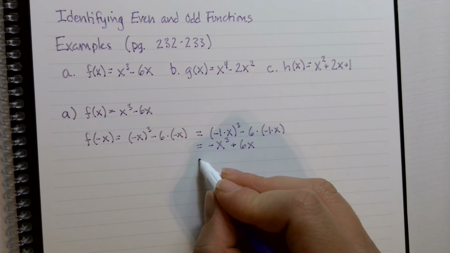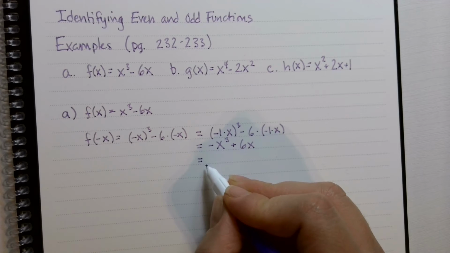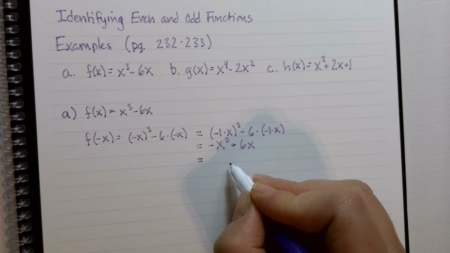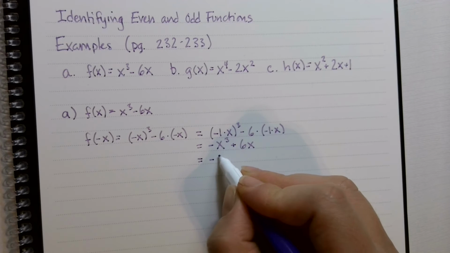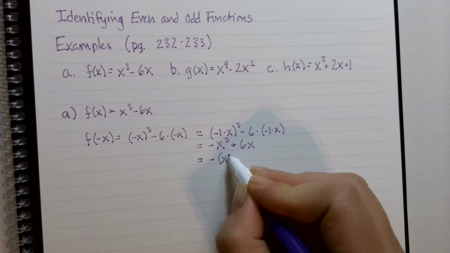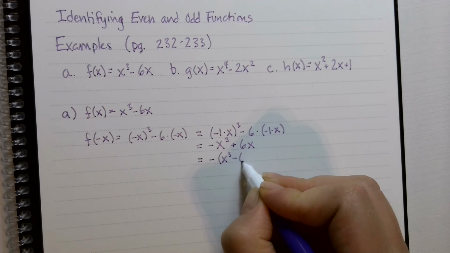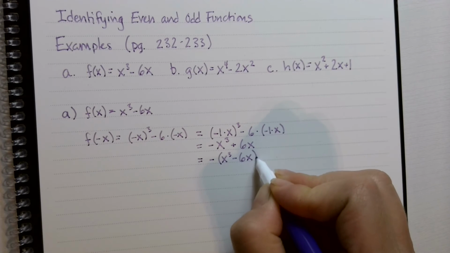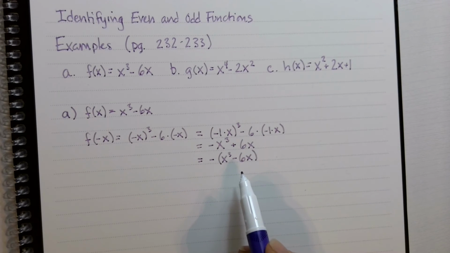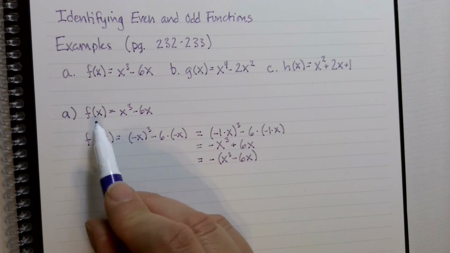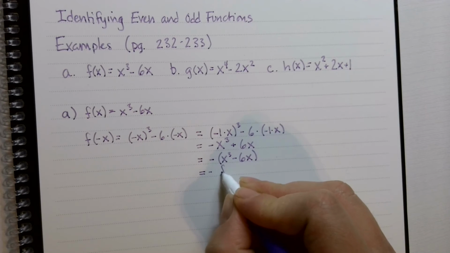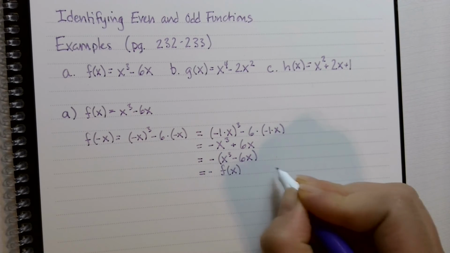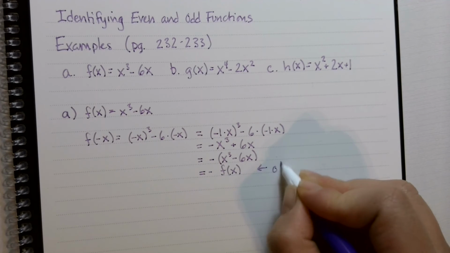I'm going to do a little trick here, and I'm going to factor out the negative 1. So we end up with negative times x cubed minus 6x. Well, x cubed minus 6x is f of x, so that's the same as negative f of x. This is an odd function.